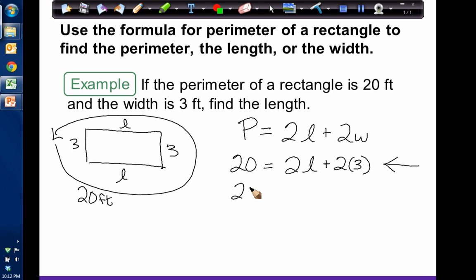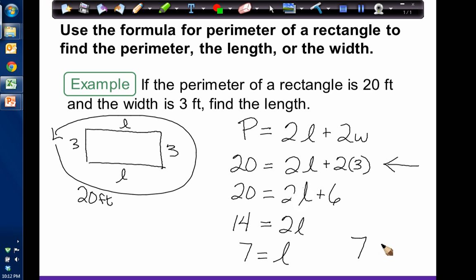So we have a formula now that has one variable in it, and we can solve for L. So 20 equals 2L plus 6. Subtract 6 on both sides, 14 is 2L, so L must be 7 feet.